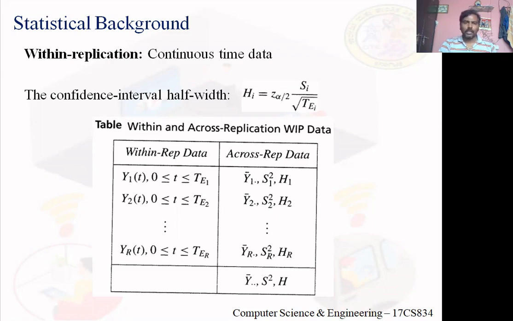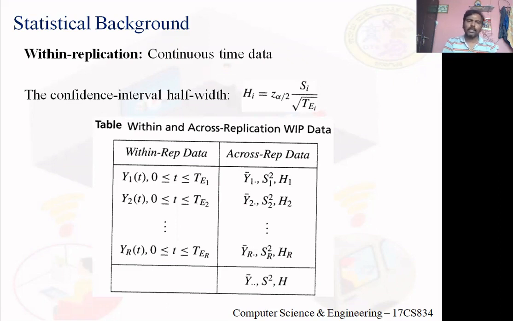Got it? So what I said, see here, within replication, there's one function y of t, right? What is y of t? It gives the number of customers in queue at time t in case of banking system. In case of manufacturing system, y of t gives the number of parts in a factory at time t. I repeat, y of t in banking system represents the number of customers in the queue at time t. Y of t in case of manufacturing system represents the number of parts in a factory at time t.